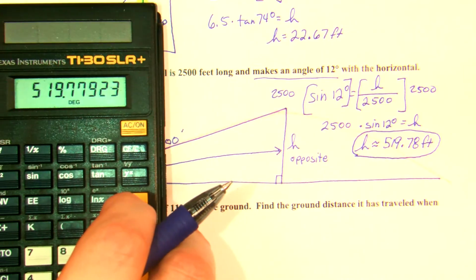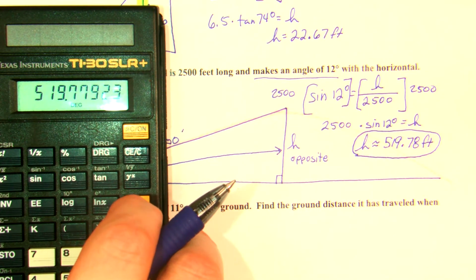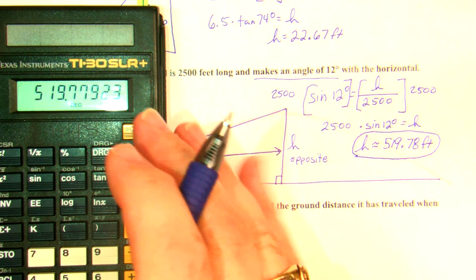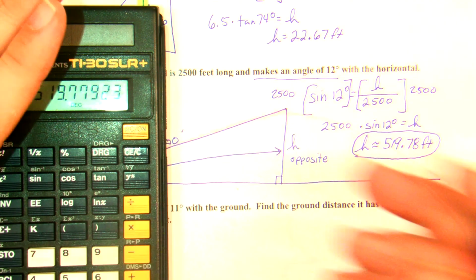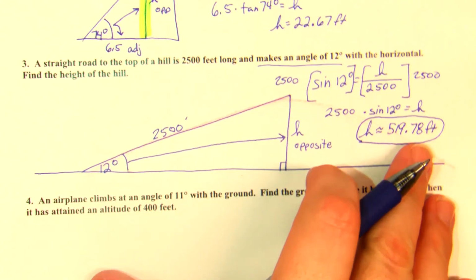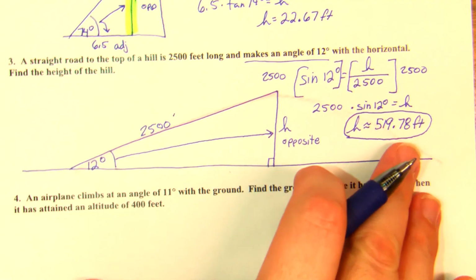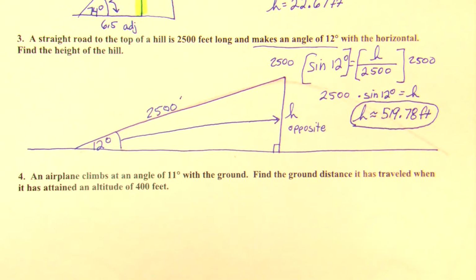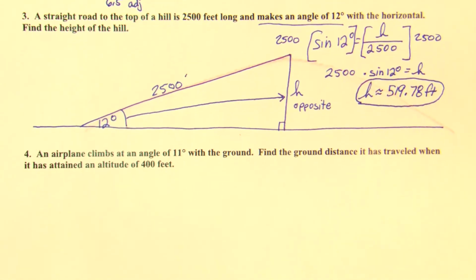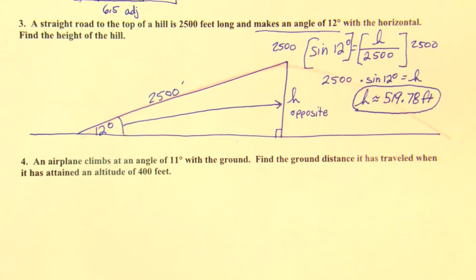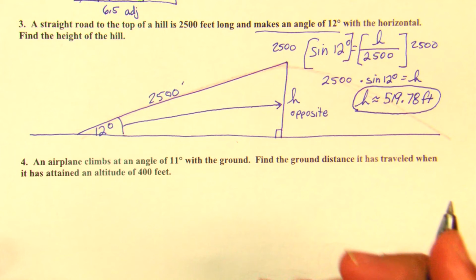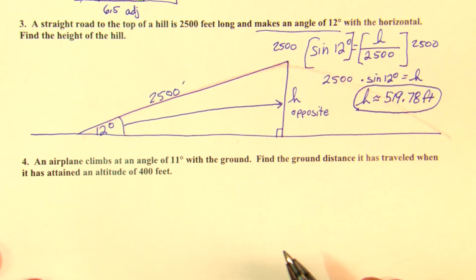What was that? You could just round to 2 places. Any questions on that one? I need you guys paying attention, please. All right.